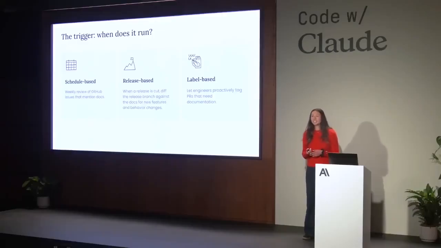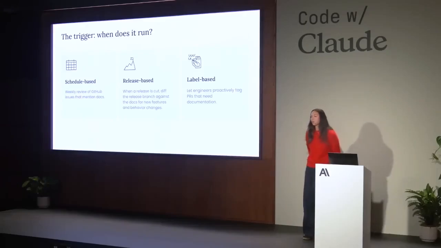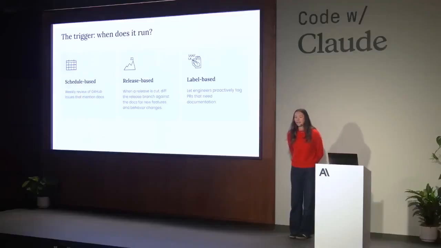You can also have routines kick off on an event-based cadence. So maybe every time a release is cut, you can diff the release branch against the docs and see if there's any new features that you'll need to spin up PRs for in our documentation repo. Or maybe your engineer is deploying changes and creating PRs, and might tag their changes. Maybe this is a new feature. They could tag it with a label that says "need docs." And you could kick off Claude Code sessions anytime one of these labeled PRs gets merged.